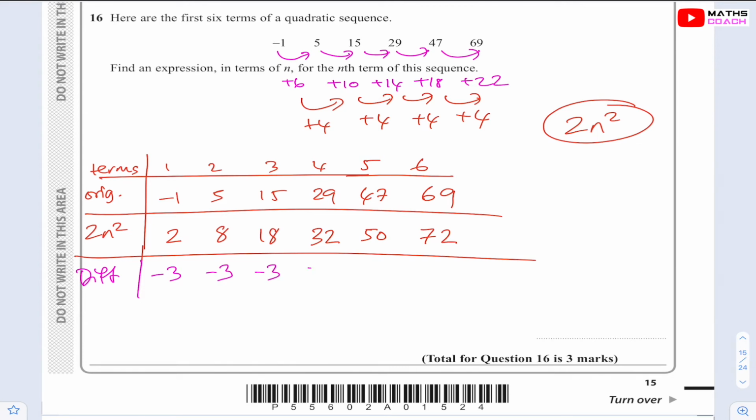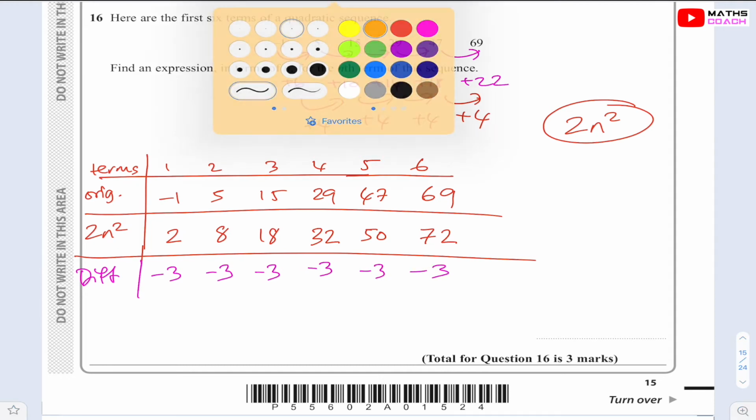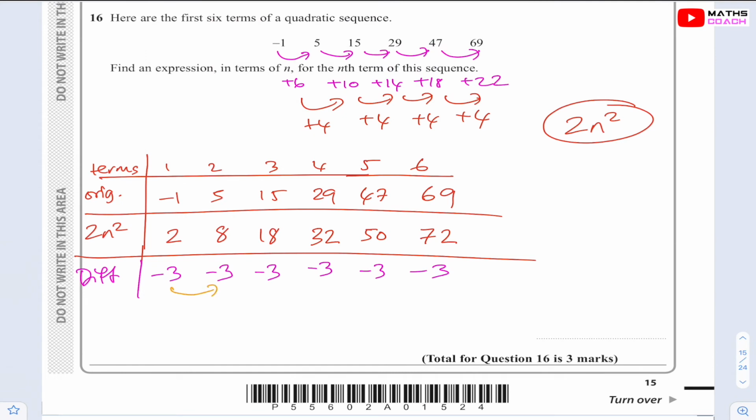29 minus 32 is also -3. And you'll notice that all of them are -3. Next, although we know what it is, we do try to find the difference of this new sequence, which will always be a linear sequence if you've done everything correctly. Now the difference is 0, 0, 0, 0, 0. So going backwards, we also go backwards by 0.